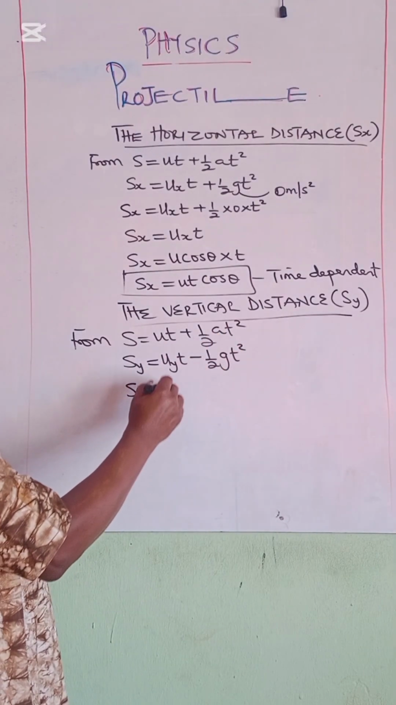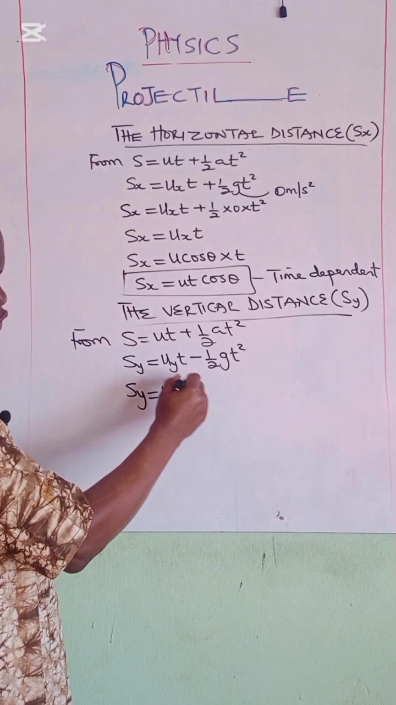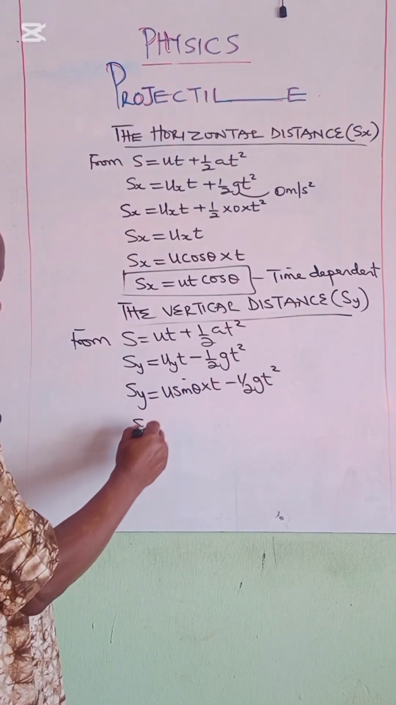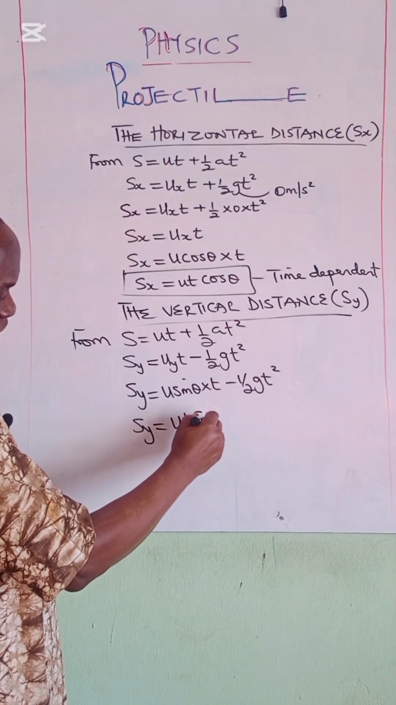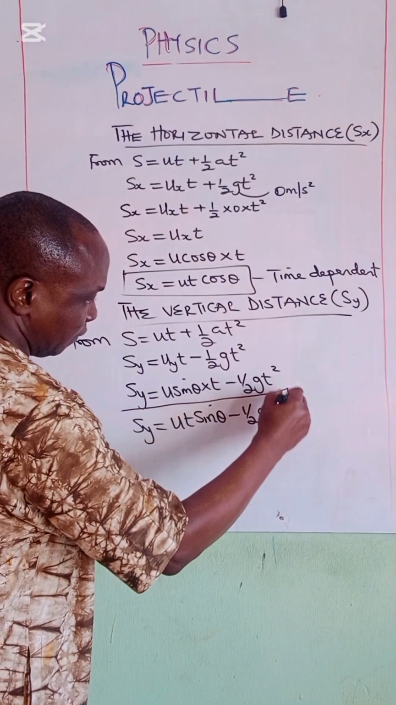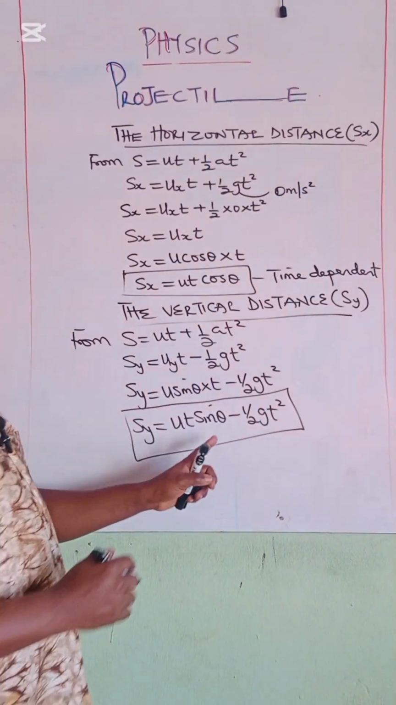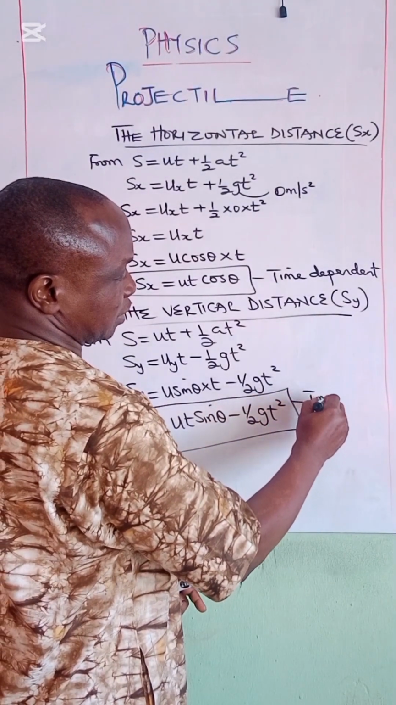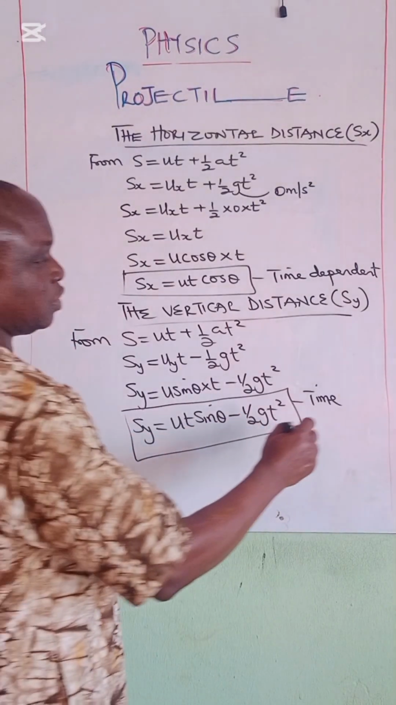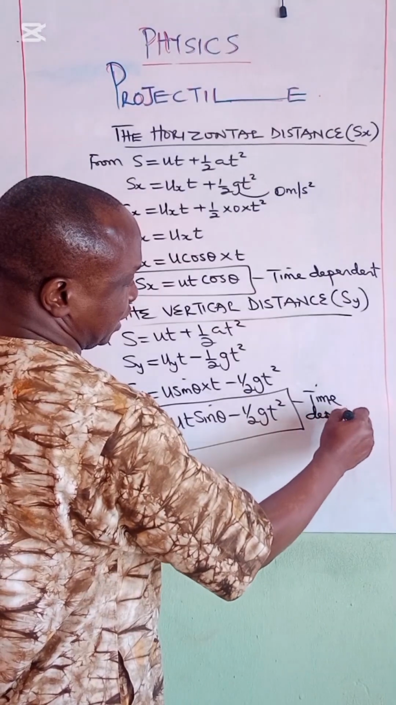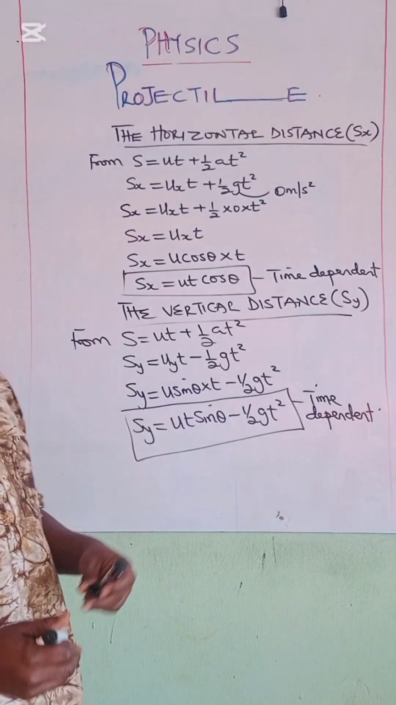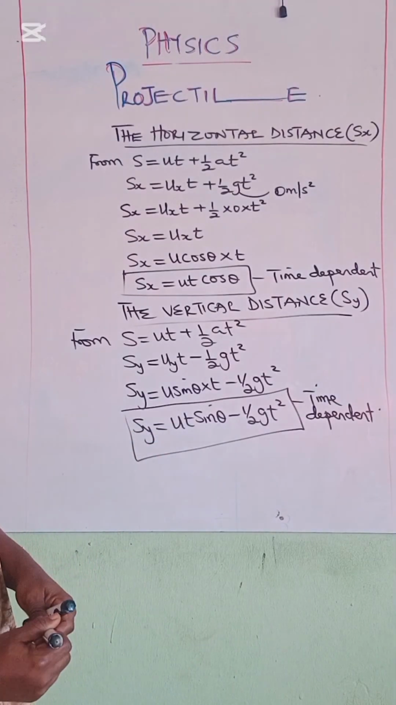Then recall that uy is u sin θ. So u sin θ times t minus ½gt². So the formula will now be Sy = ut sin θ − ½gt². This is the formula for finding vertical distance. You can see the vertical distance is time dependent again, because you have t here and you have t here. So we have seen the formula for horizontal distance and the formula for vertical distance.